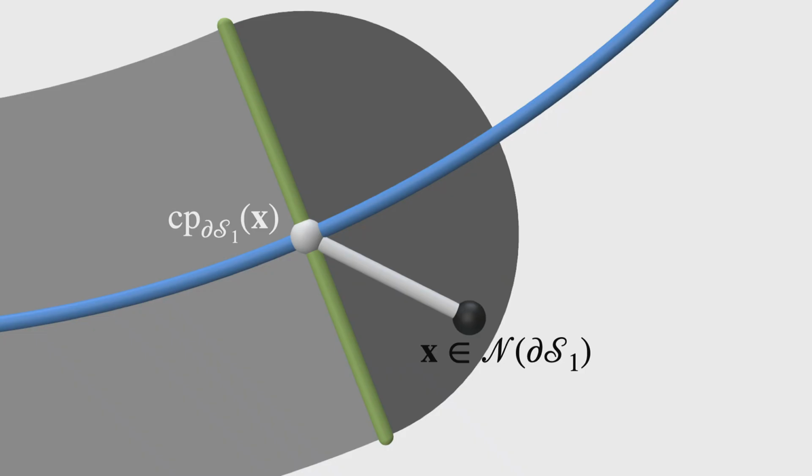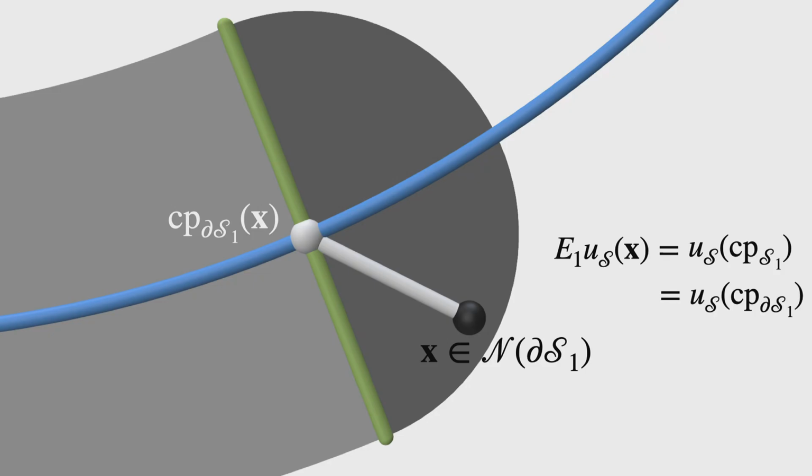And so if you consider just one boundary between two subsets, any point x in the boundary subset, N of partial S1, will have the closest point, CP of partial S1, at the boundary point itself, this white point. So if you denote the closest point extension as E1 US, then that's US of CP of S1, which is US of CP of partial S1. But obviously for the global problem, that's incorrect. So this white vector is definitely not in the normal direction, and you should be extending data constant in the normal direction.